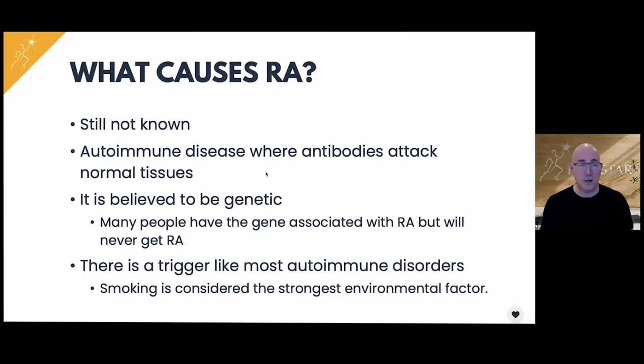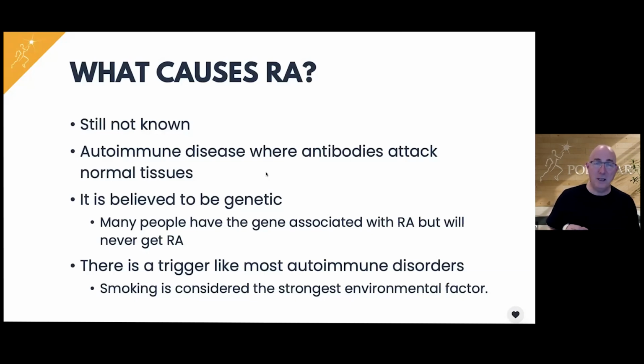We know that's what it is. And it's believed that there are genetic components to it. So there are many people who have the gene associated with RA but will never get RA. You know how the geneticists go through and look at things and identify them, and they've seen enough similarities between people with rheumatoid arthritis that they've identified the genetics of it. But there are also people who have no symptoms and never have symptoms who have that same genetic makeup.